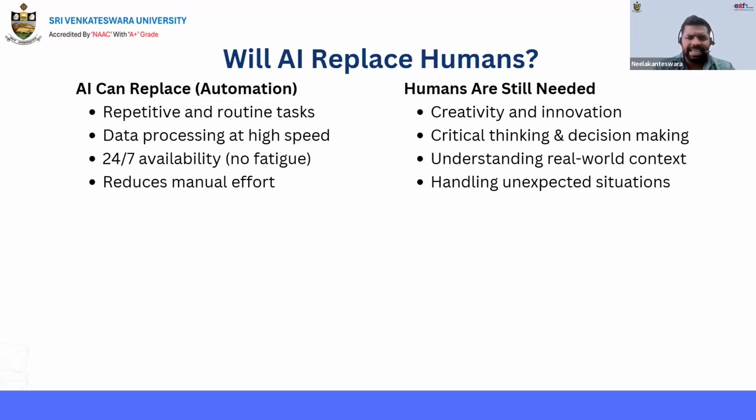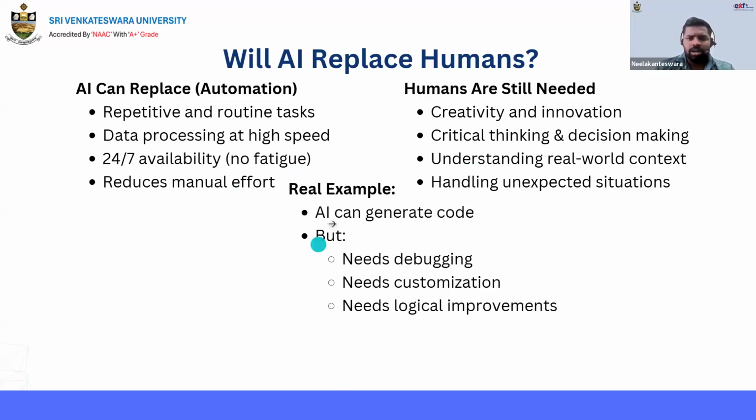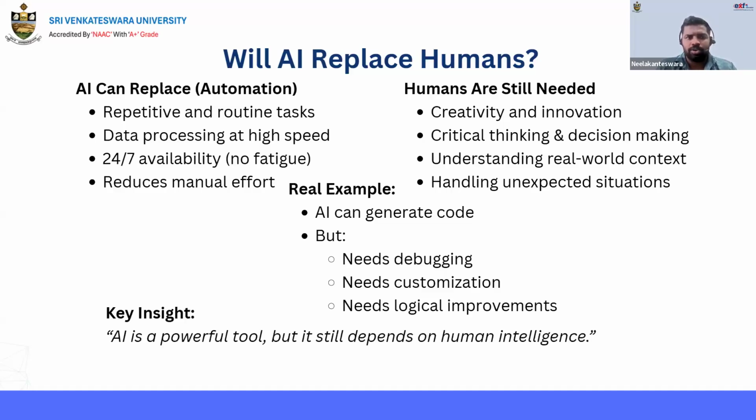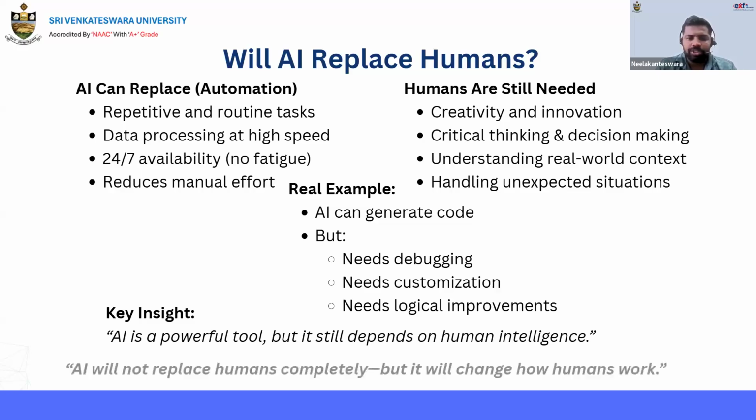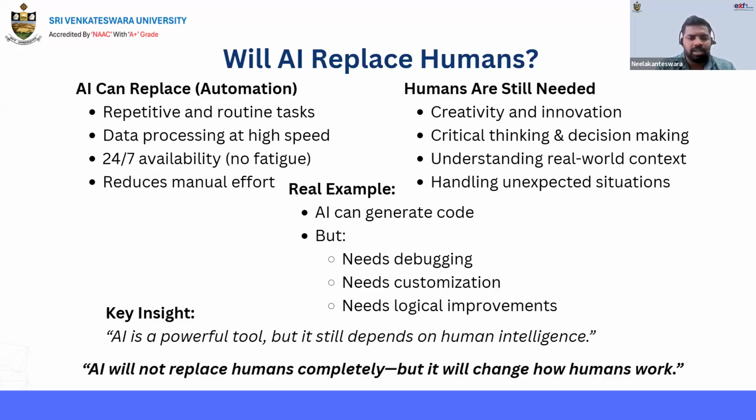Why? Because if you take a real world example, AI can generate code. Yes, AI can generate code, but it needs debugging, it needs customization, it needs logical improvements. Who will do all those things? These are all done by humans only. That means AI is a powerful tool, no doubt about that, but it still depends on human intelligence. Finally we say that AI will not replace humans completely, but it will change how humans work.